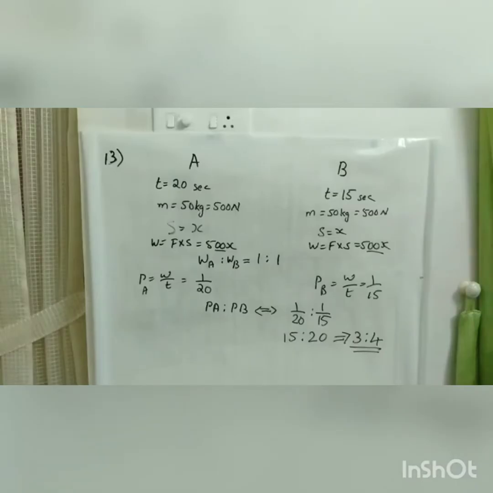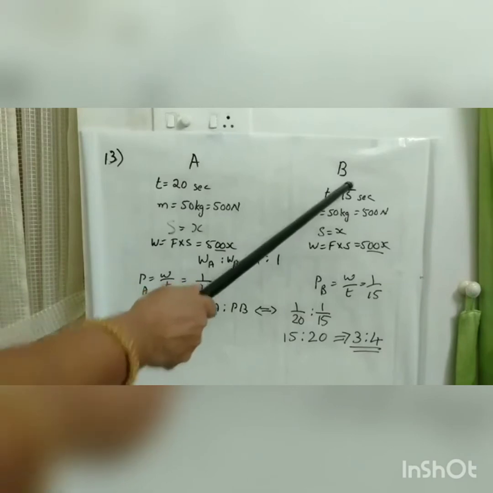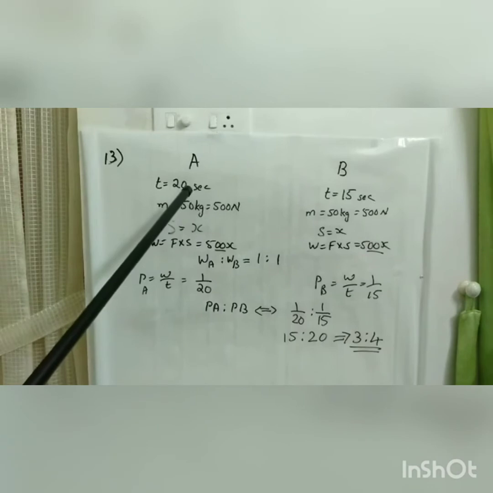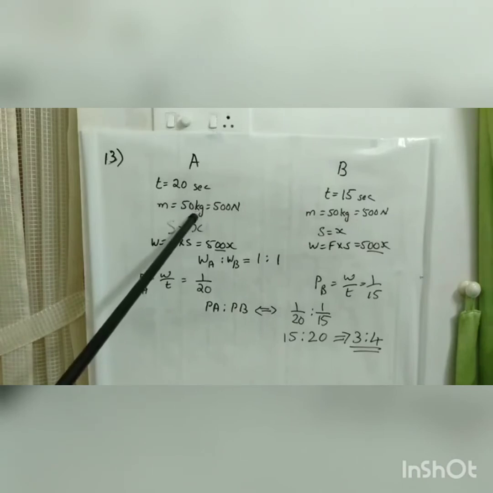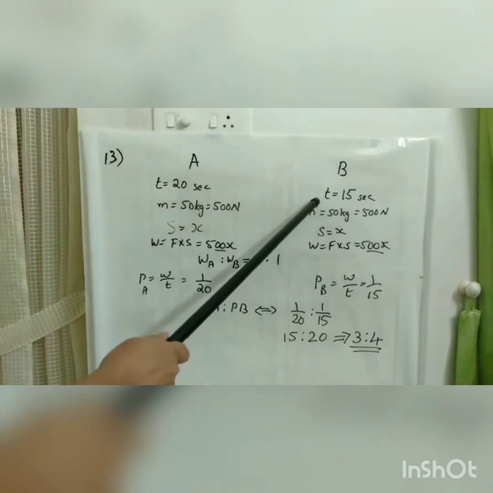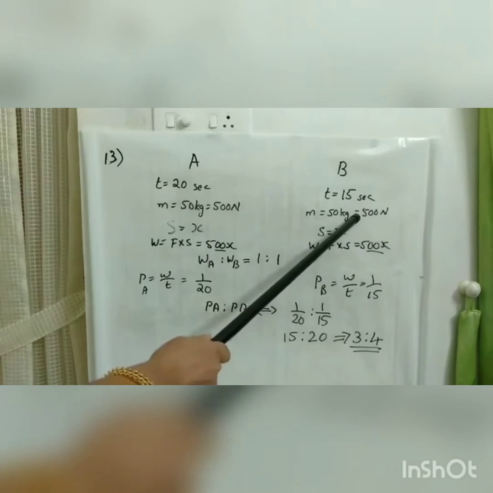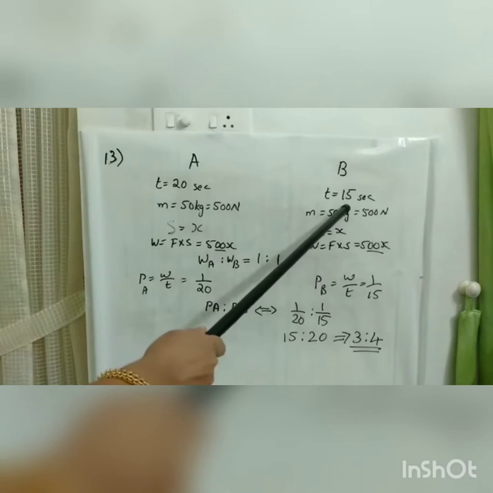Okay, next question number 13. Question number 13. We are taking the case of two persons, person A and person B. So you may leave a particular space between these two and you have to write. It takes 20 seconds for person A of mass 50 kg to climb up the stair, while another person B of the same mass does the same, that is same distance, in 15 seconds.